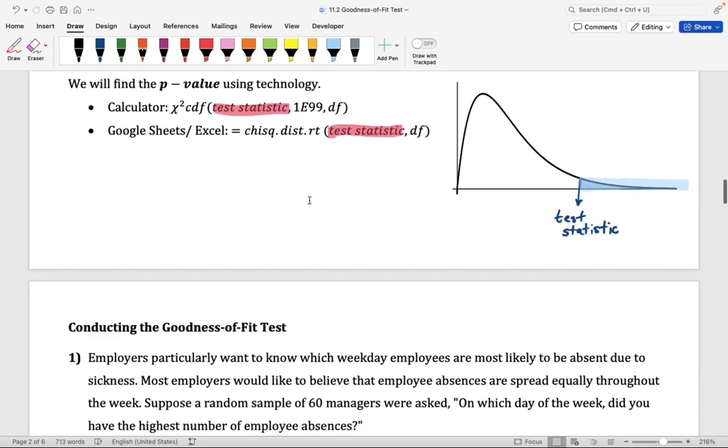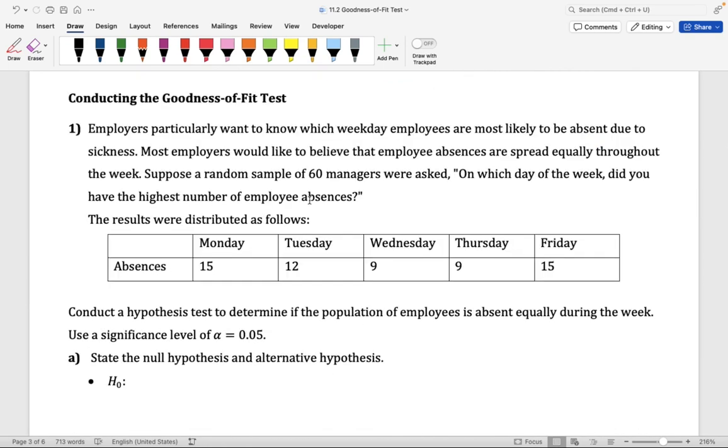Okay. We're going to transition into looking at an example where we need to conduct a goodness of fit test. Okay. And I will make sure to emphasize how we know that we need to conduct this type of test. Okay, so let's go ahead and read the problem. Employers particularly want to know which weekday employees are most likely to be absent due to sickness. Most employers would like to believe that employee absences are spread equally throughout the week. So let's go ahead and stop there. Look, we're going to be looking at the number of absences during the week.